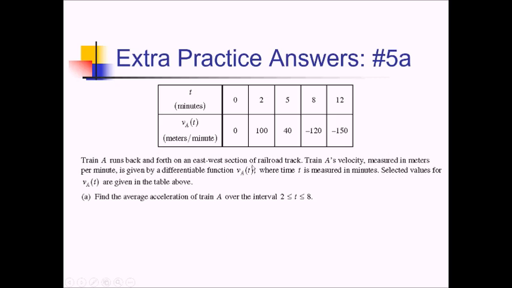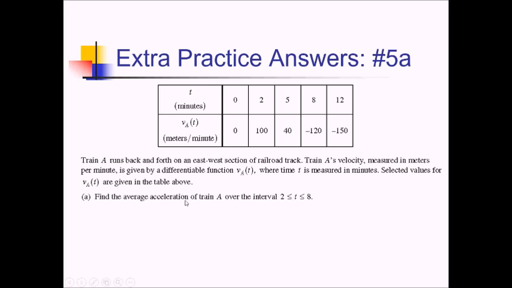On this no calculator free response problem, we have a train A running back and forth on an east-west section of railroad track, and A's velocity given in meters per minute is given by the differentiable function VA of t. We've got some values for VA of t in this table above here that might be helpful. So our first task is to find the average acceleration of train A on the interval from 2 to 8.